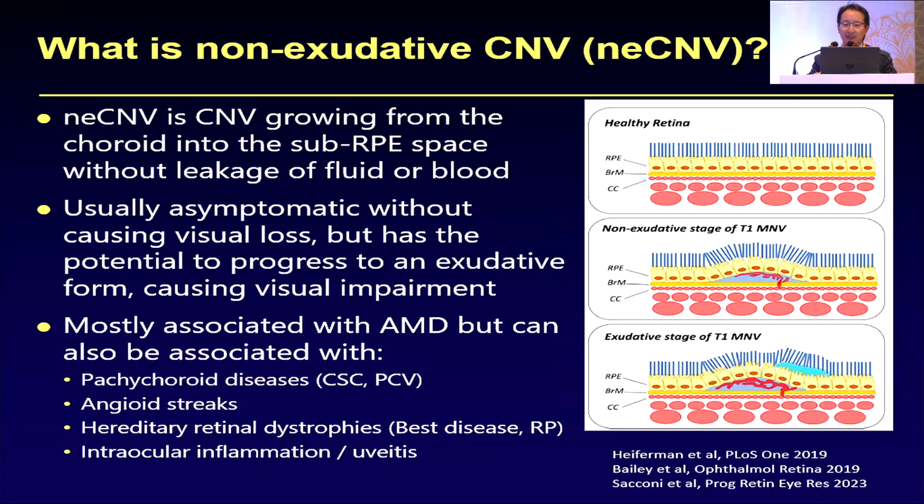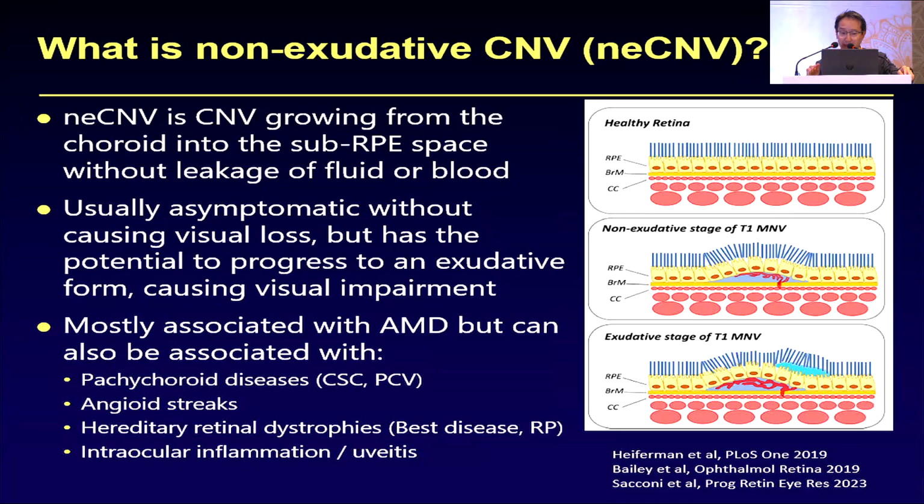So what's non-exudative CNV? This is a CNV that grows into the subretinal RPE space without any leakage of fluid or blood. You can see healthy retina on the top, and in the non-exudative stage, you only get slight elevation of the RPE because of the CNV growth, but there's no subretinal fluid on top. These cases are usually asymptomatic without causing visual loss, but they have the potential to progress into the exudative form, which can cause visual impairment. It's mostly associated with AMD, but can also be associated with other diseases like CSC, PCV.